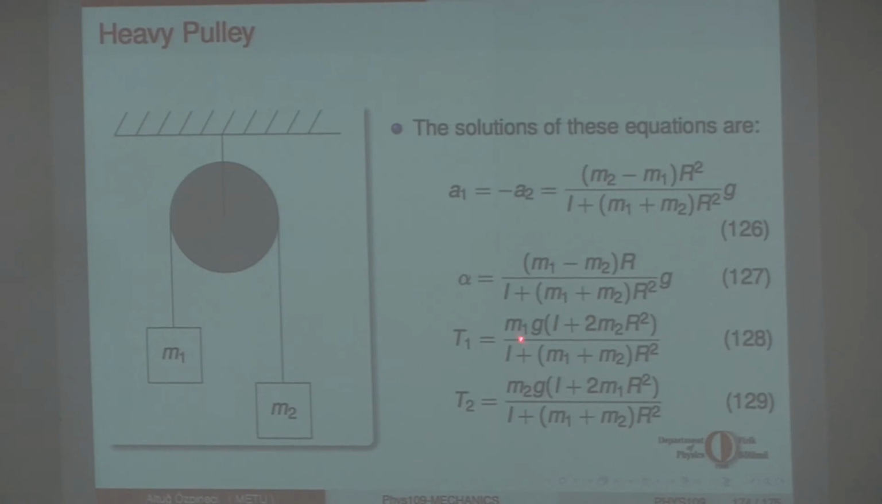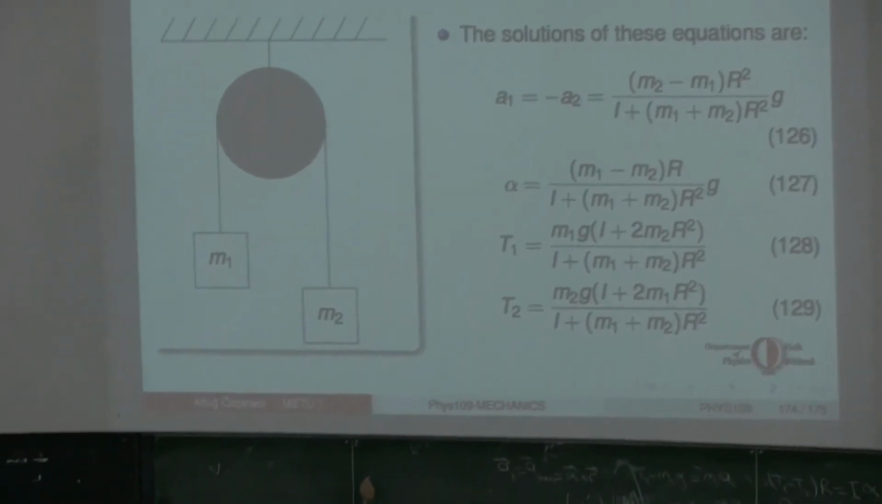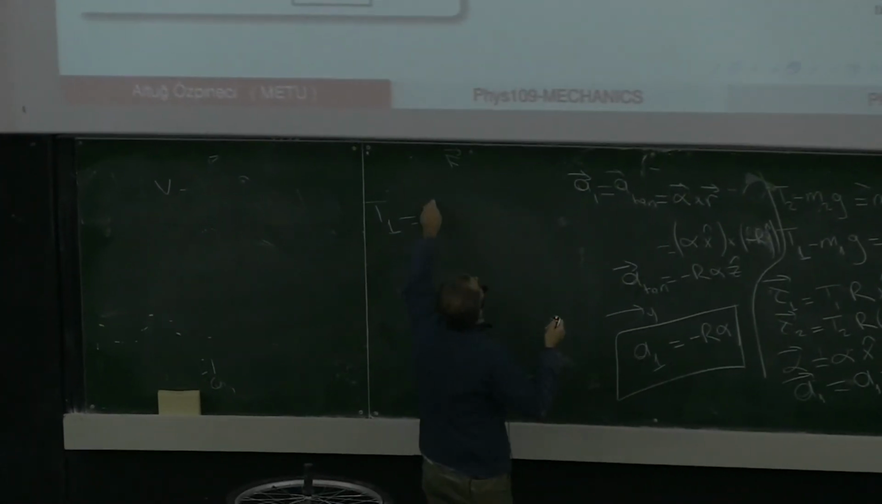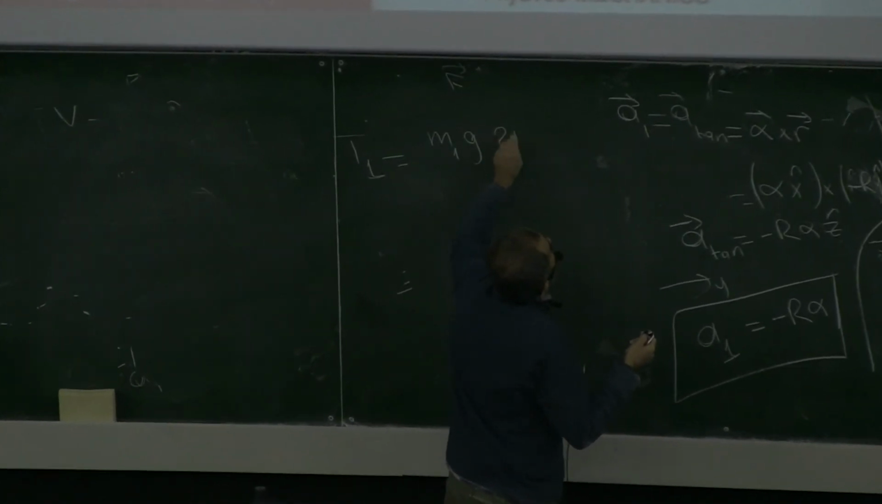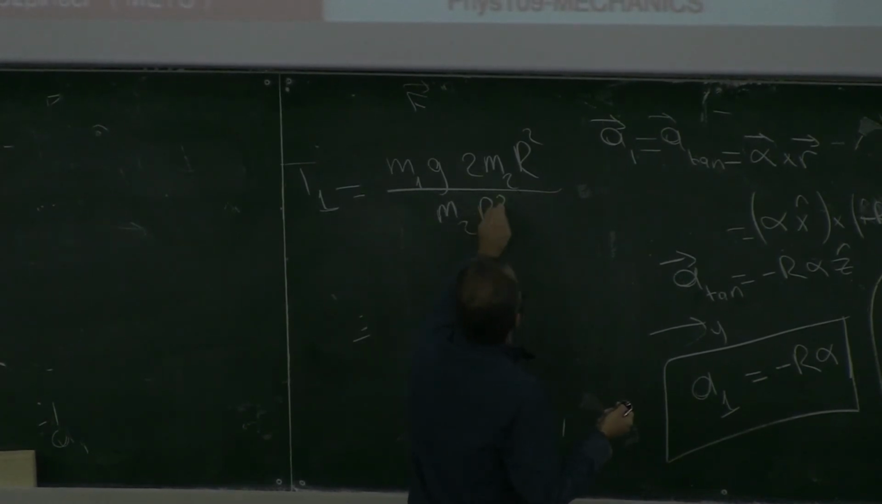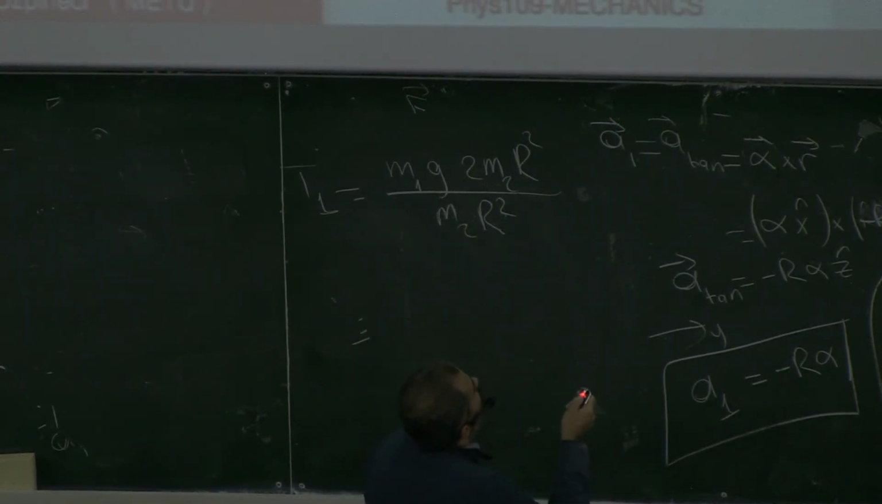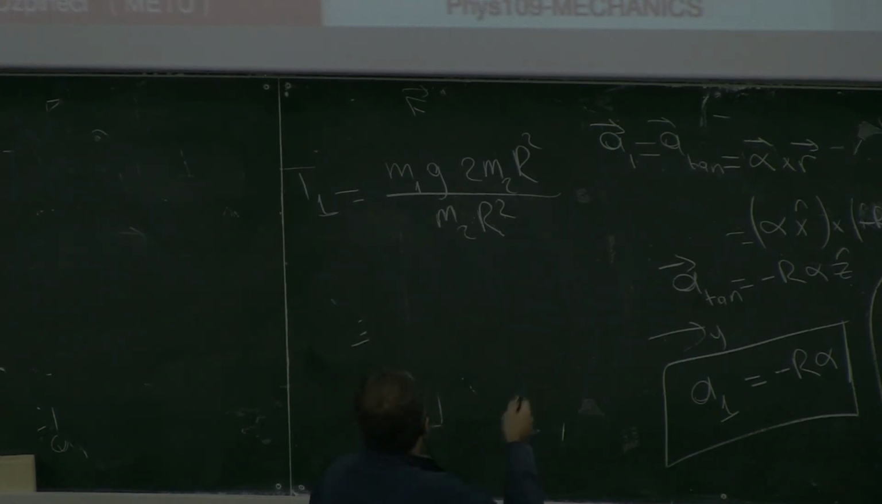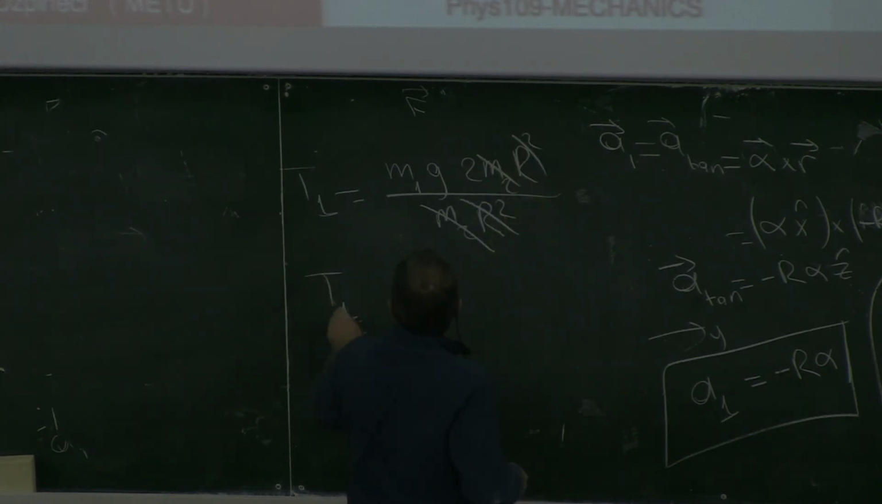Now we are looking at, start with T1. If M2 is very large, T1 becomes m1 g times 2 m2 r squared divided by m2 r squared. So I just ignore this term and this term compared to the m2. It is very large. I ignore the moment of inertia compared to m2. So this is what remains. If I do the cancellations, T1 is 2 m1 g. This is my T1. Let's look at T2.